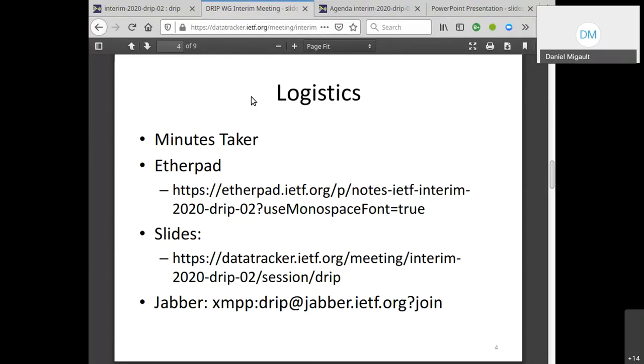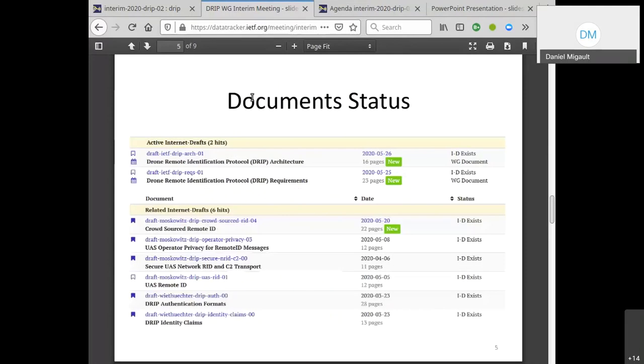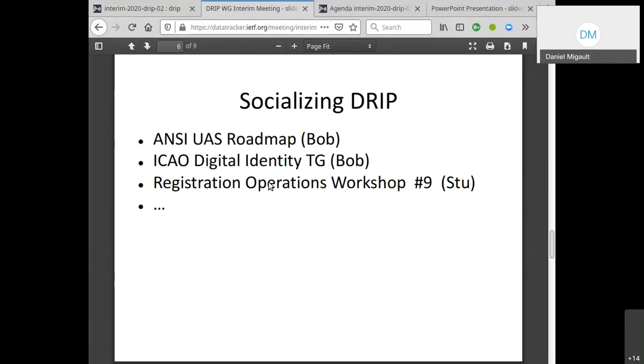So Jabber room, you have all the links there. The status of the documents: we are essentially working on two documents, the requirements and the architecture. I think the right order should be requirements and then architecture. Those are the two we would like to move forward before going any further. We're socializing DRIP outside of the IETF. So maybe, Bob, you want to say a few words on that?